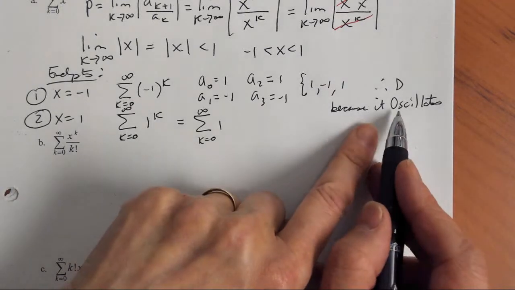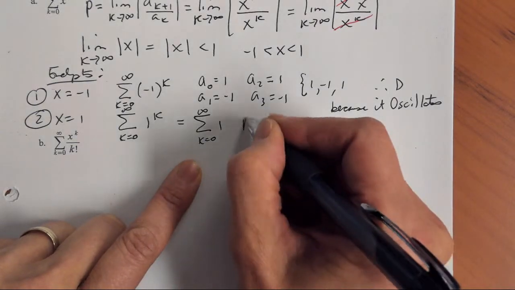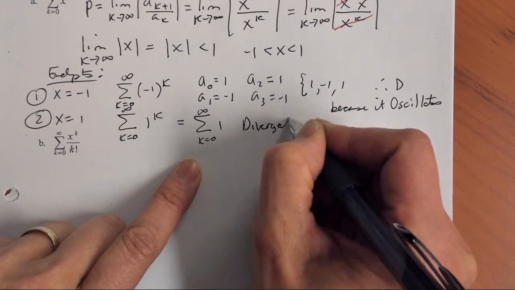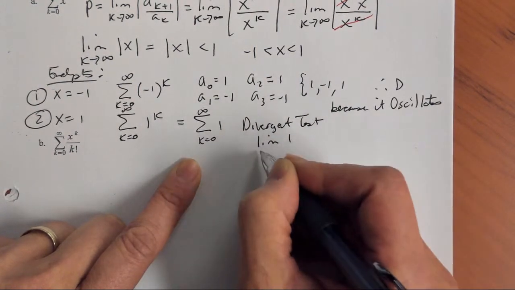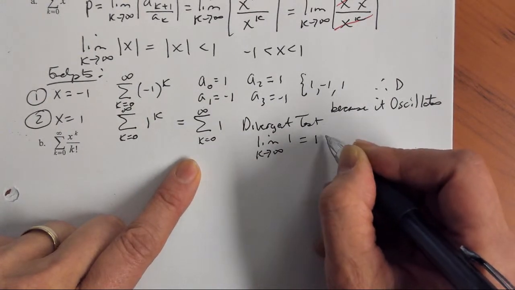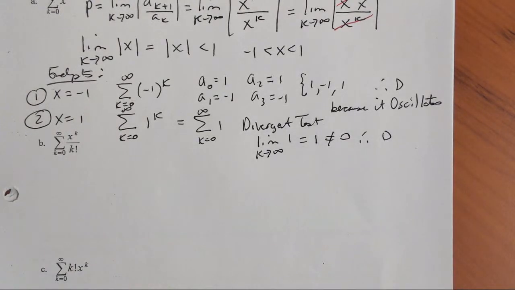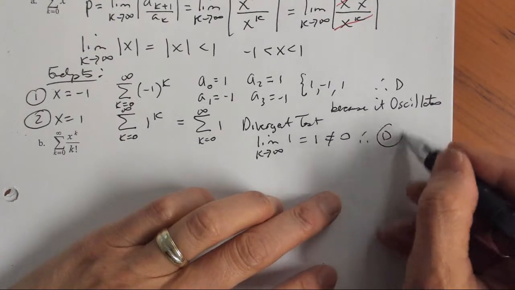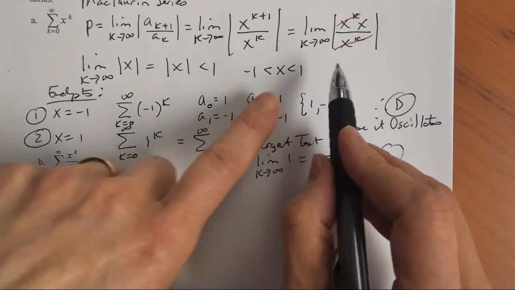So this one oscillated. This one diverges by the divergence test. Yep. So by the divergence test, the limit of 1 as k goes to infinity is equal to 1, which doesn't equal 0, therefore it diverges. Okay, so it diverges at both of the endpoints, so now we're ready to write out our final answer, and I'll do it up here.